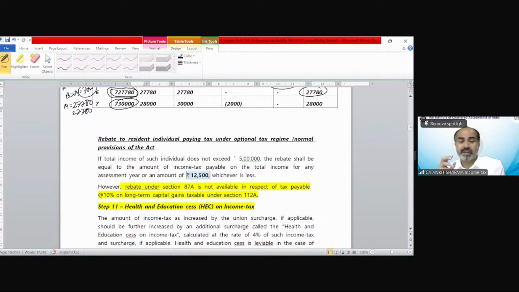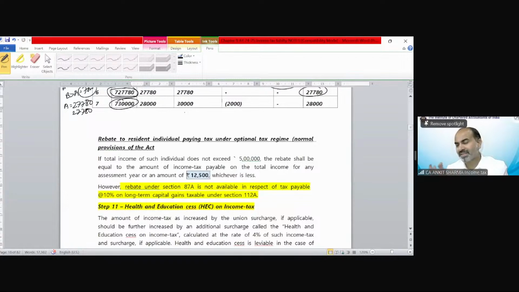So we have seen different tax structures in the default tax regime and optional tax regime. We have seen different surcharge provisions in the optional tax regime and default tax regime. We have seen rebate provisions in optional and default separately. Step number 11 is the universal rule regarding the cess provision. 4% health and education cess needs to be applicable.